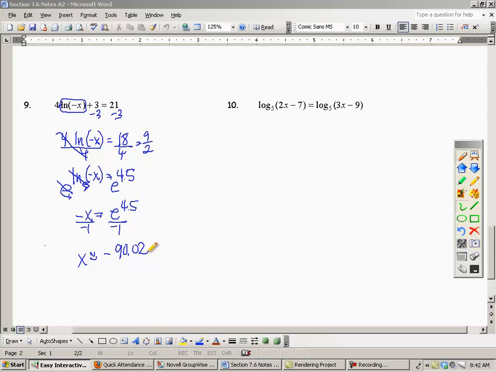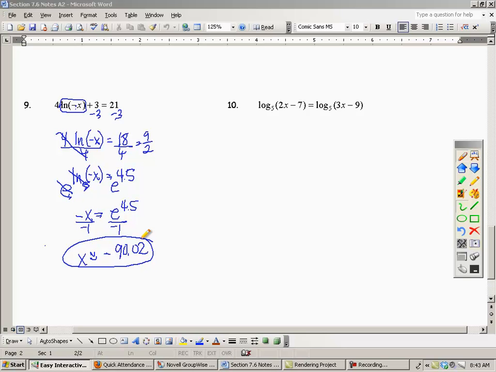Now, before I circle this, I need to make sure it works. Normally, we say we can't have the log of a negative number, but you'll notice, what is x? X is a negative. So the opposite of a negative is a positive. That gets me a positive log, so that one will work. Okay, and that's kind of a different one, but we wanted to at least show it to you.